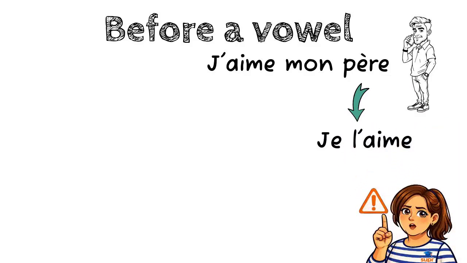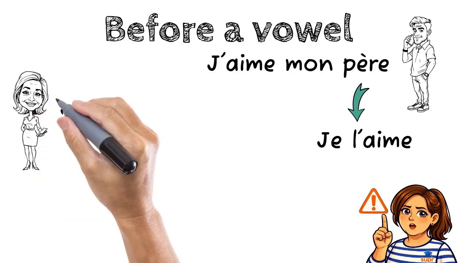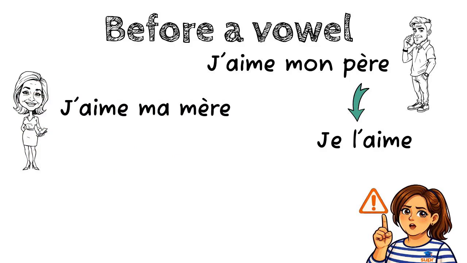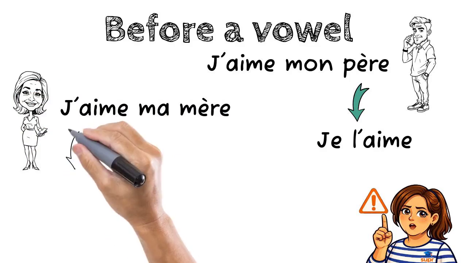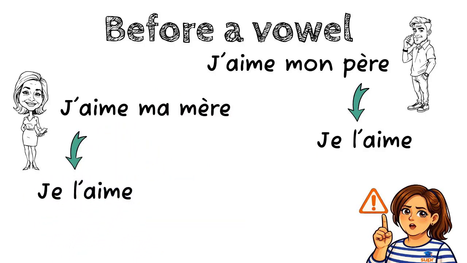So we drop the E and it becomes je l'aime, L'. Similarly, if we want to say I love her, so j'aime ma mère, we want to make that into I love her. Her would be la, but because we've got the two vowels together again, we're going to drop the A, and just like I love him, it is je l'aime.